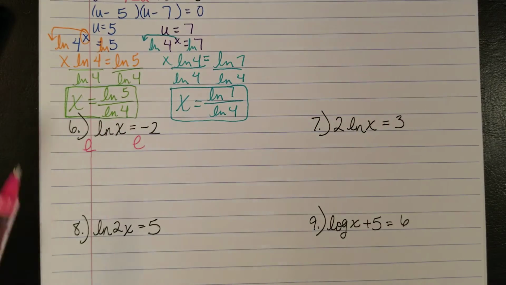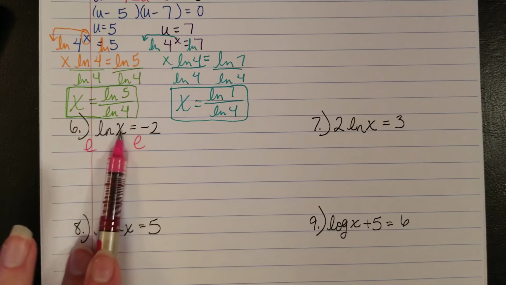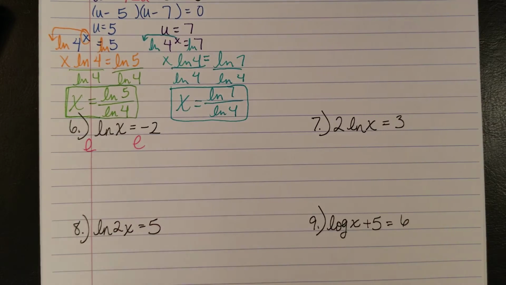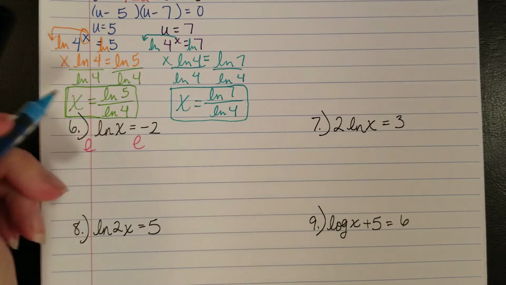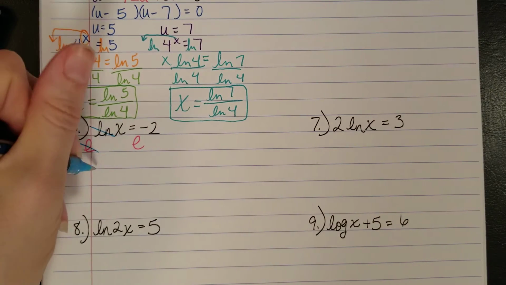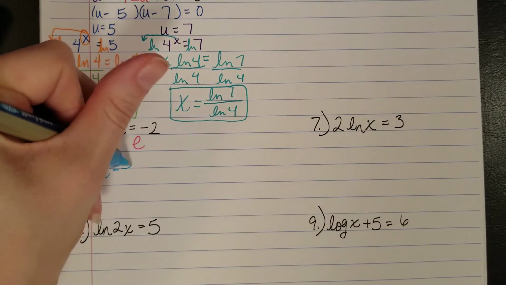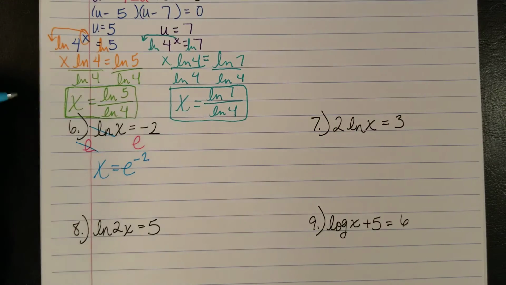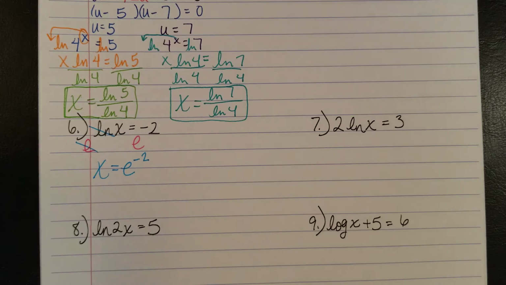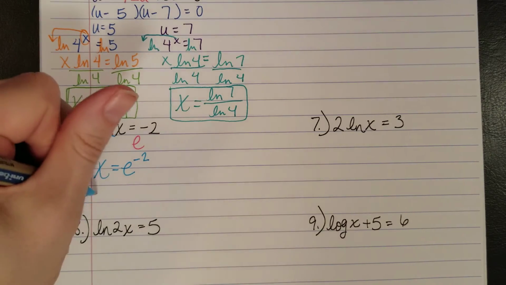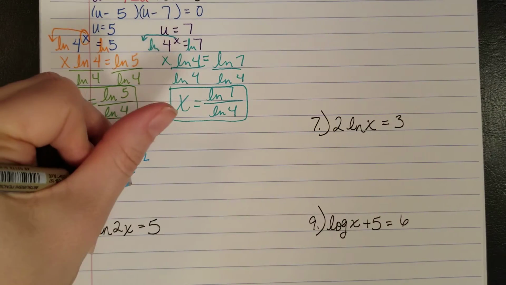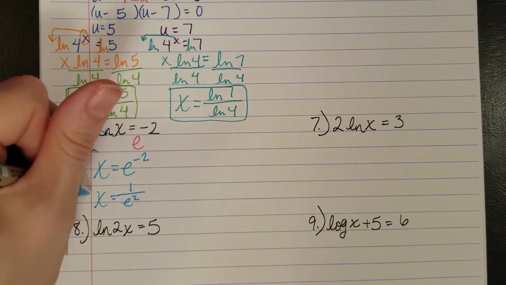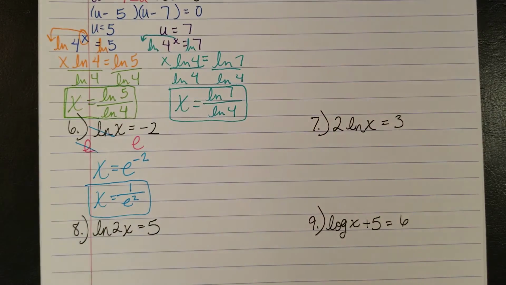In other words, I'm saying e to the power of ln of x equals e to the power of -2. And so then that allows me to cancel out this and this, and it gives me x equals e to the power of -2. A lot of times we don't like to leave our answer with a negative exponent, so let's change that to 1 over e squared. Okie dokie.